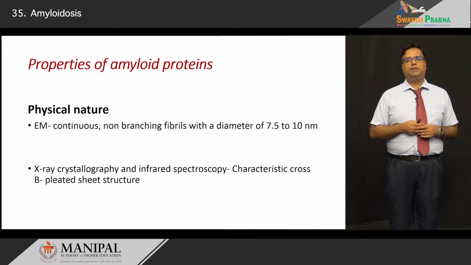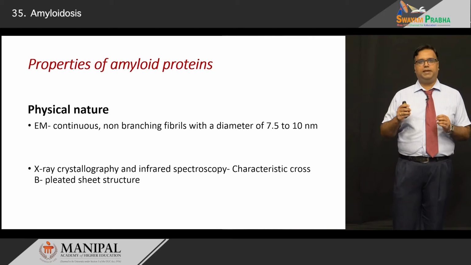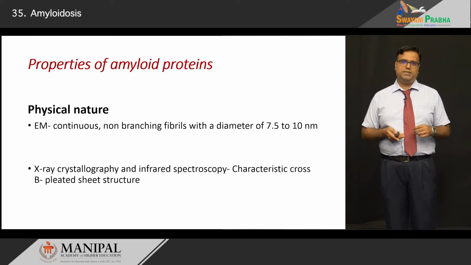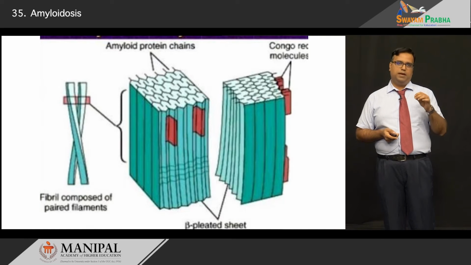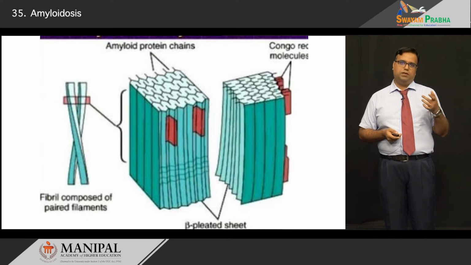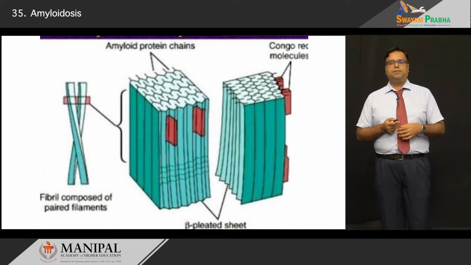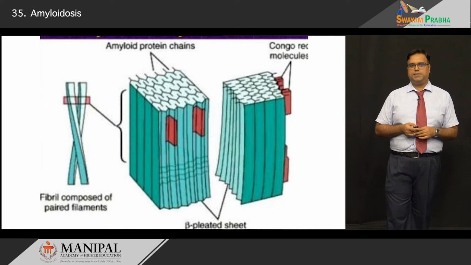You can see that they have a characteristic cross beta pleated sheet appearance. Now these are very specific features of amyloid. If you have access to these and look under a microscope, you may be able to see this. This is a schematic representation just underlying what we have said earlier.